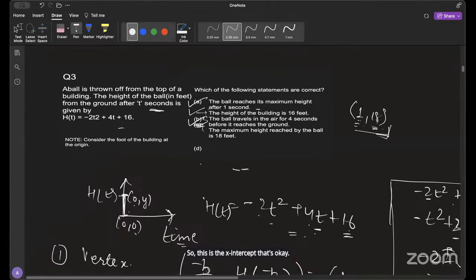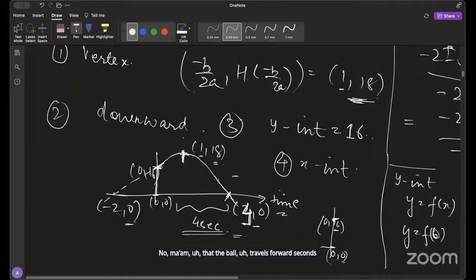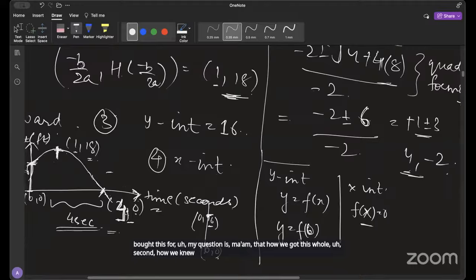How do we know, ma'am, that the ball travels 4 seconds? How did we get (4, 0)? Because on the x-axis, time is written, so that is where time comes into the discussion. This is time in seconds and this is height in feet. This means at 4 seconds, your height was 0. My question is, ma'am, how did we get this 4 seconds? How do we know that the time is 4 seconds?